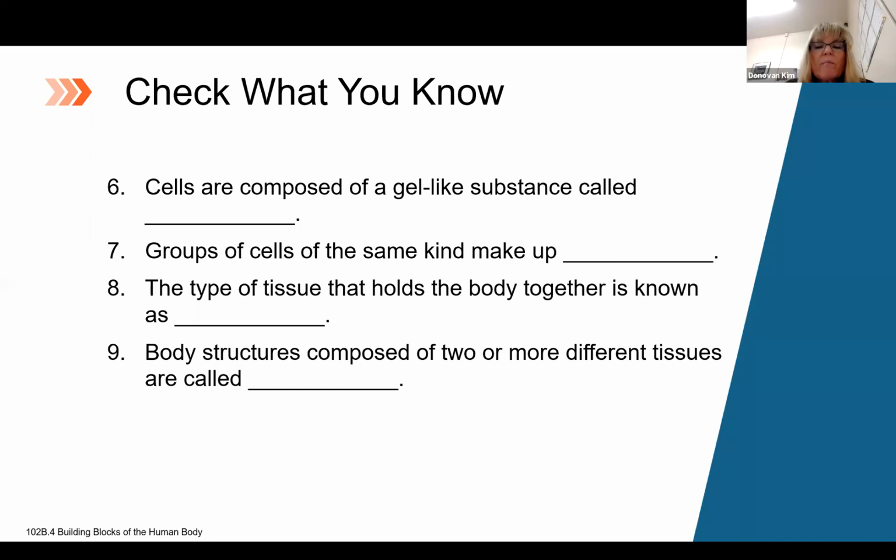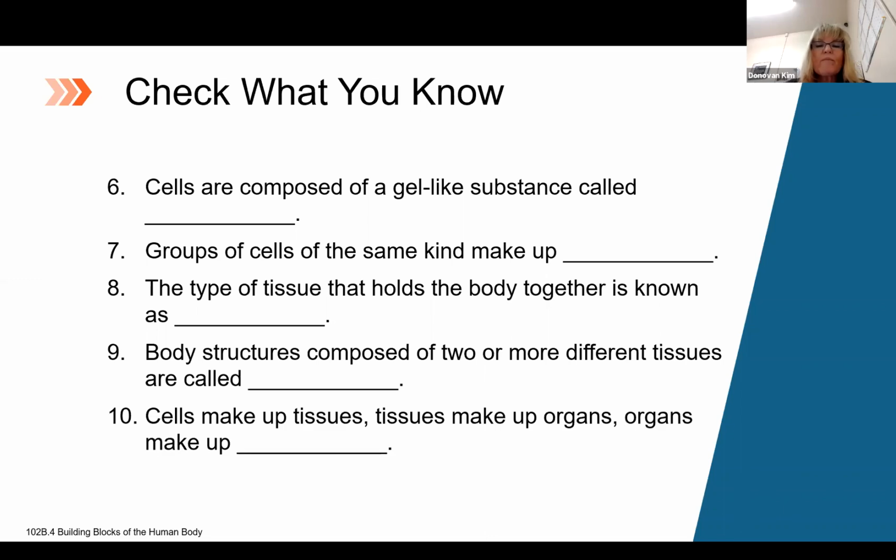Body structure is composed of 2 or more different tissues. So you got cells make tissues make up what? Oh, it's in the answer below. Tendons? I thought it was tendons. It's organs. Organs, okay. Systems, yeah. So organs make up systems.